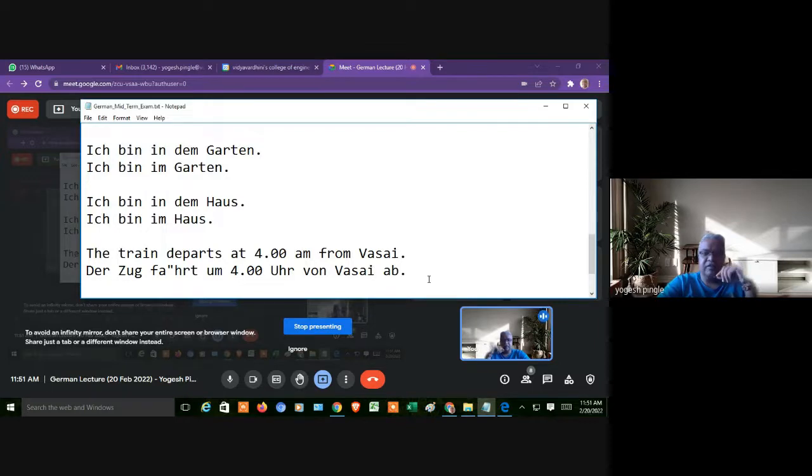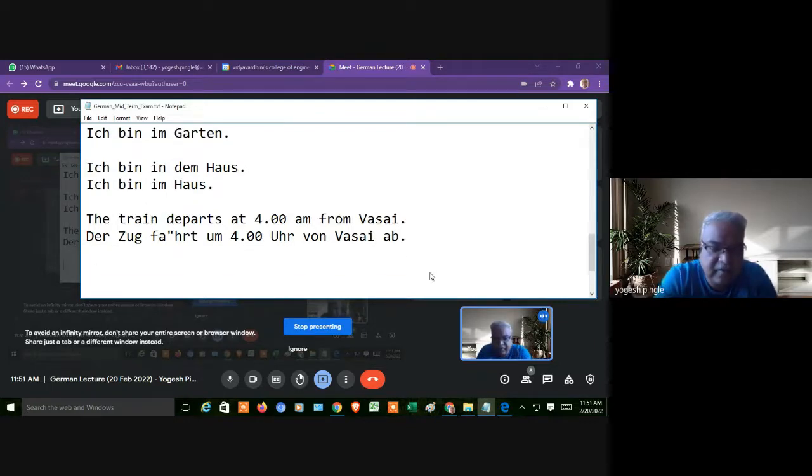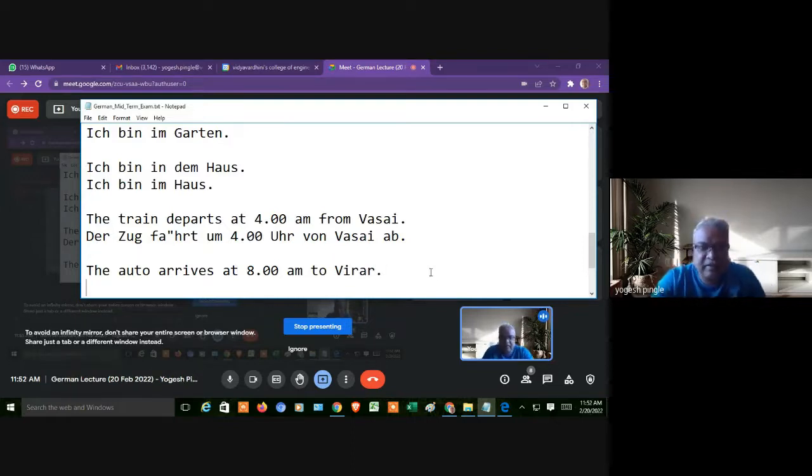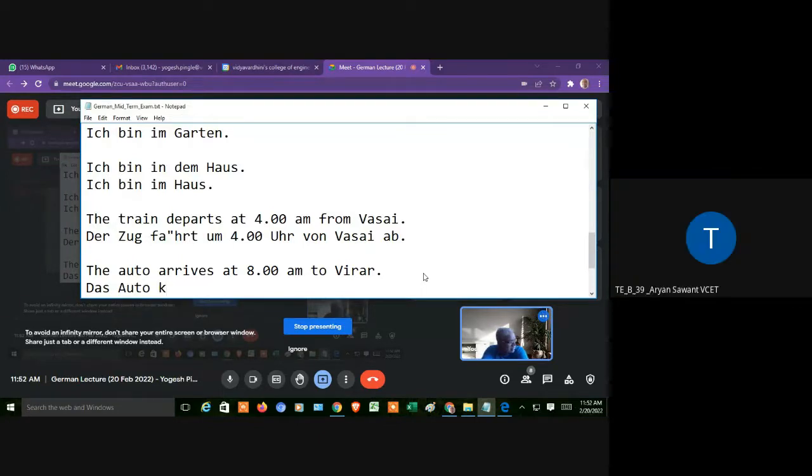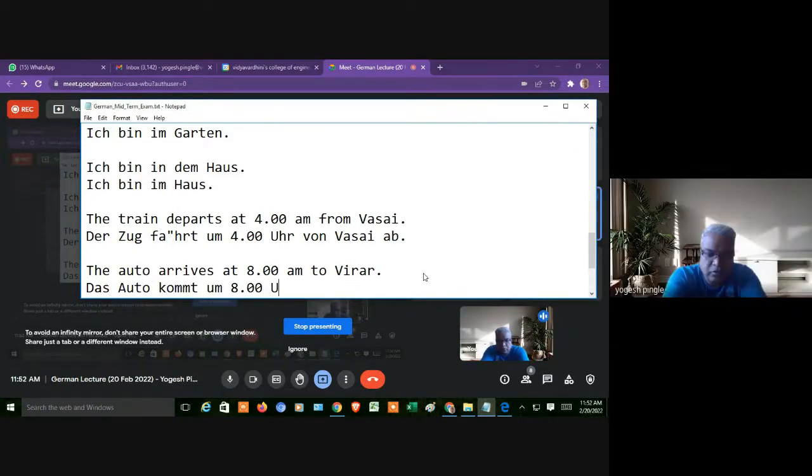Or if it is the reverse, again the same thing: the auto arrives at, let's say, 8 a.m. to Virar. Aryan, again try this. Das Auto, very nice, A capital. Then ankommen is the verb, correct? So kommt um acht Uhr.